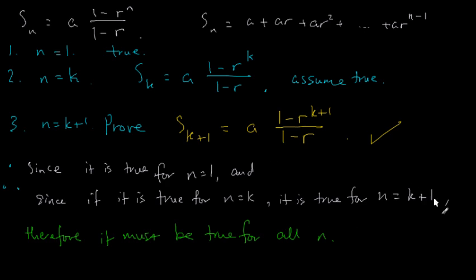And you can just keep repeating this, just apply the second sentence over and over again. When you show that it's true for n equals 2, the second sentence tells us that it's true for n equals 3. True for n equals 3 must be true for n equals 4. And it just keeps going on and on forever. So that's why we can say, therefore it must be true for all n. And that's what mathematical induction is all about.